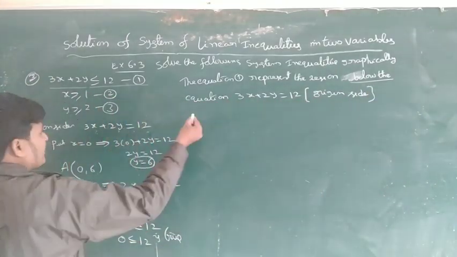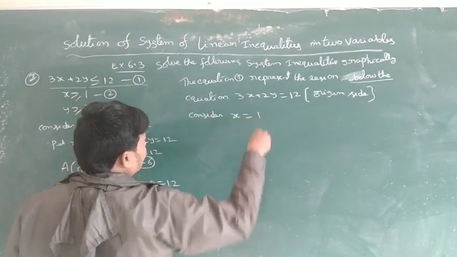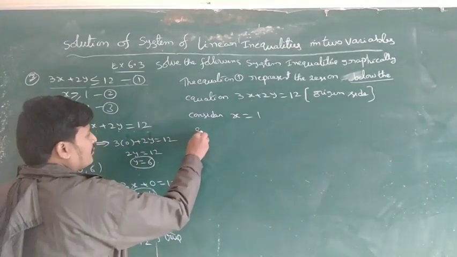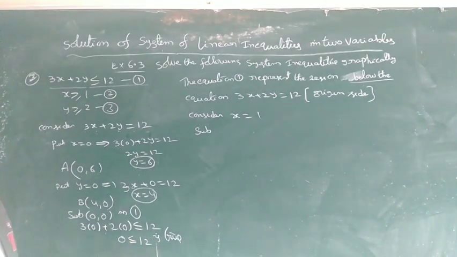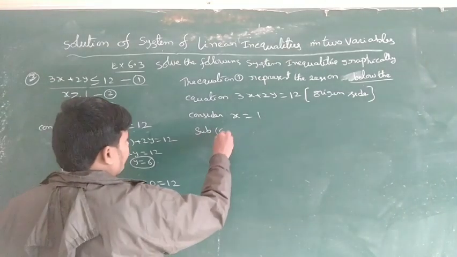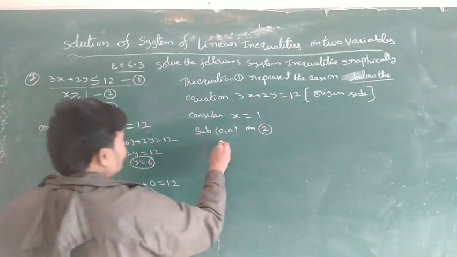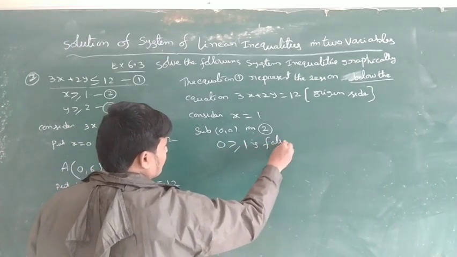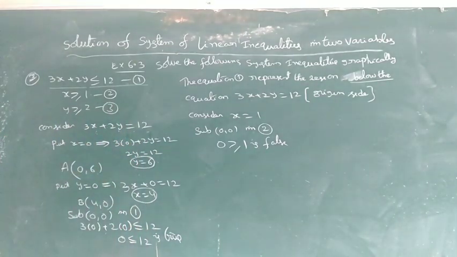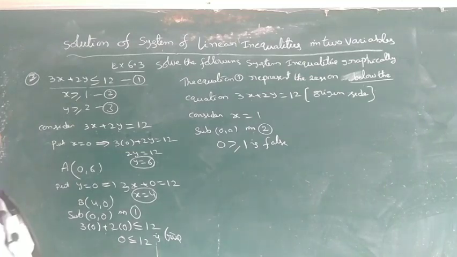Next, x greater than or equal to 1. Consider the equation x is equal to 1. X is equal to 1 means directly the point (1, 0), and y is automatically 0. So substitute (0, 0) in inequality number 2. Is 0 greater than or equal to 1 true or false? It is false. False means what? This x is equal to 1 is the vertical line.